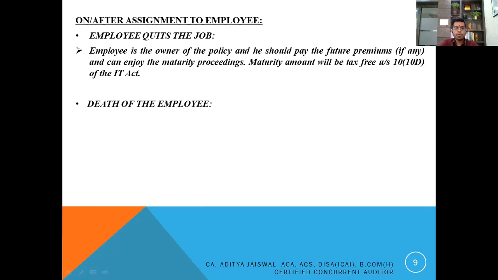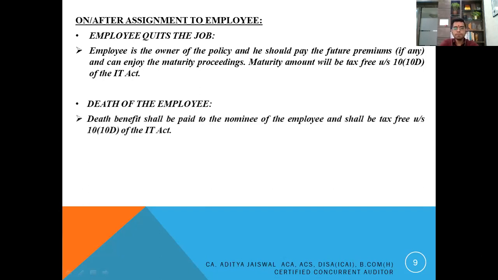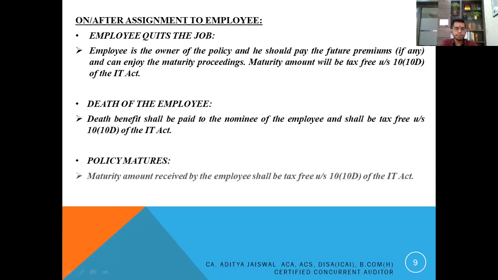In case of death of the employee after assignment, the death benefit shall be paid to the nominee of the employee and shall be tax-free under Section 10(10D) of the IT Act. What if the policy matures after assignment to the employee? Maturity amount received by the employee shall be tax-free under Section 10(10D) of the Act. So, in any case after assignment, the maturity proceeds will be tax-free under Section 10(10D) of the Act.